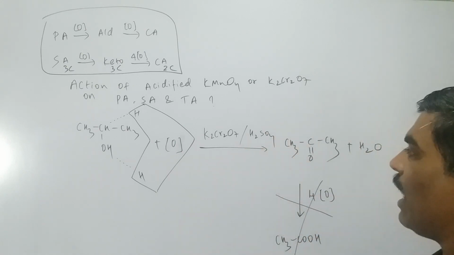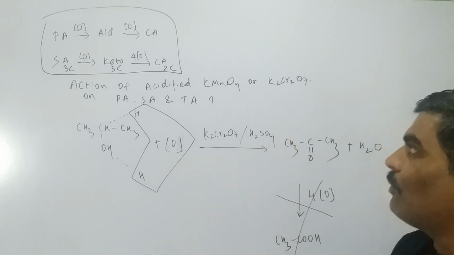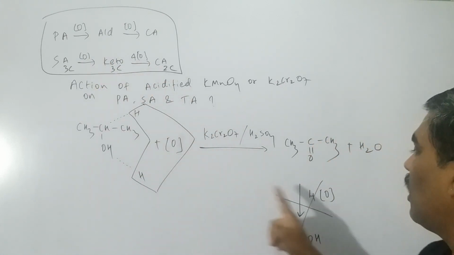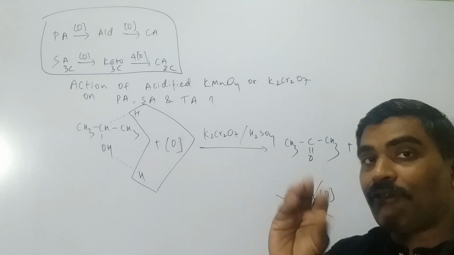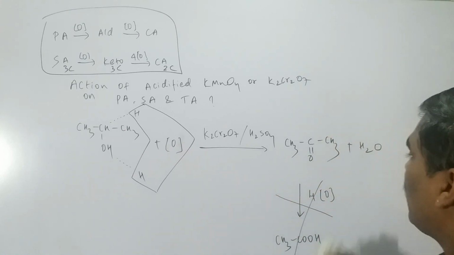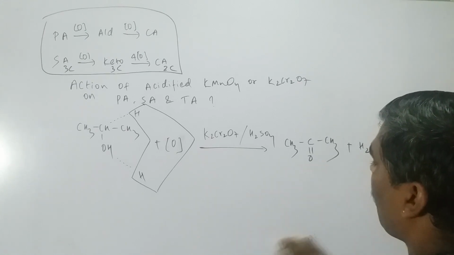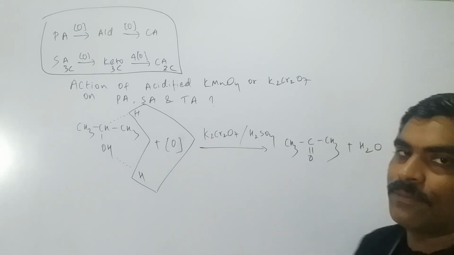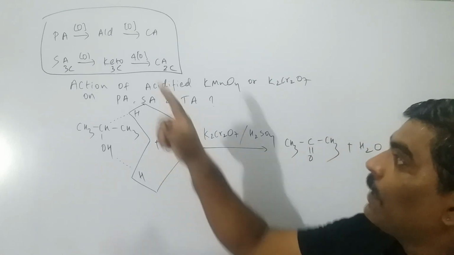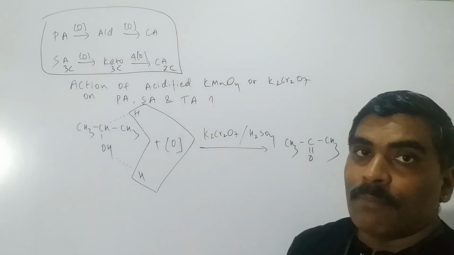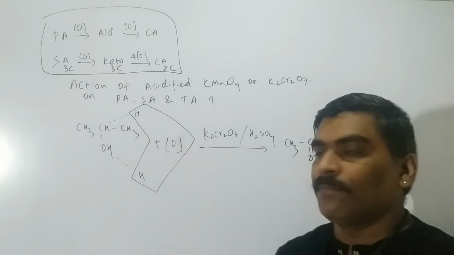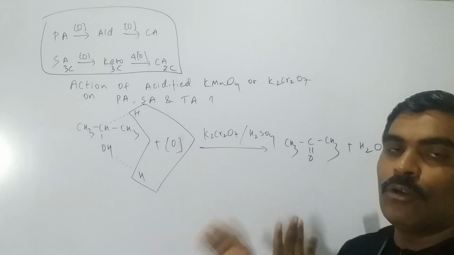And here we require, in all, if you count here, we require 5. See this, 1 and 4. Total we require 5 atoms of oxygen. And that's why the reaction stops here. No further reaction. So primary alcohol gives acid, but secondary alcohol gives ketone only. Till ketone, no further reaction.